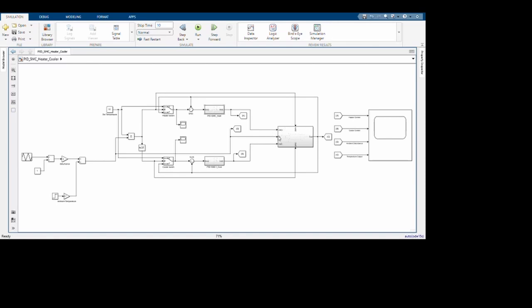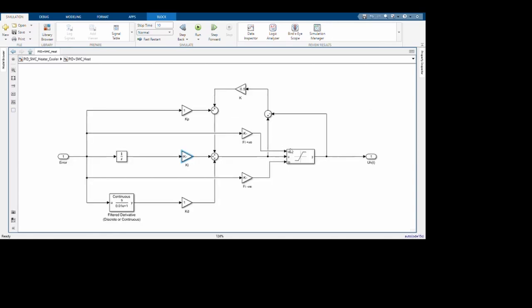So let's actually look into that. This is the controller architecture, which is a combination of two types of control. One is a PID control and one is an SMC control. PID control is simply proportional integral derivative. It is an error amplifier which generates a proportional signal due to feedback. And as the error reduces, the signal also reduces. But there is an issue.